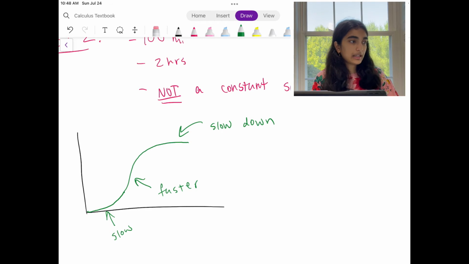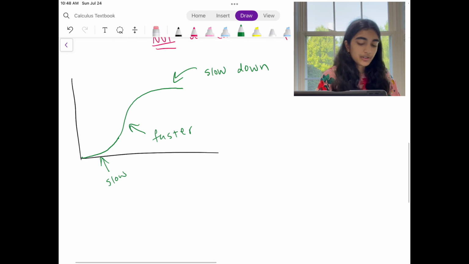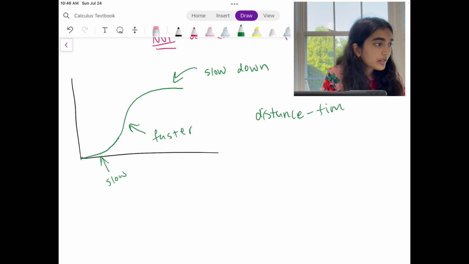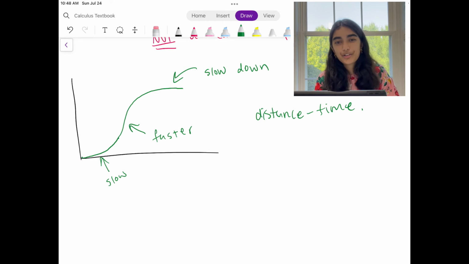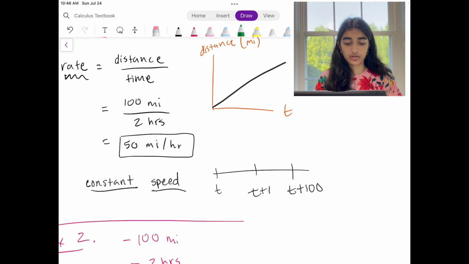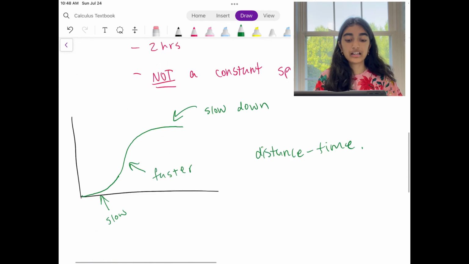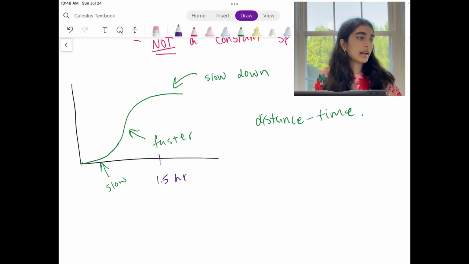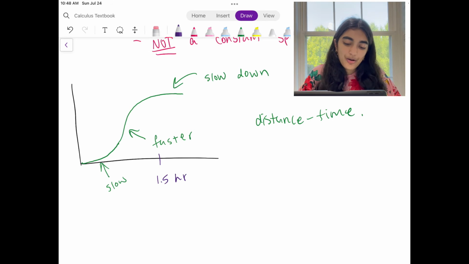And so this is what the distance time graph would look like. Distance time. Okay, and so now we ask the question, not how fast is it going anywhere, as in a constant speed scenario, but how fast is it going at 1.5 hours, or 1.5 hours into the journey? How fast are we going? And so how do we answer that question? Well, first we need to understand what that question means.